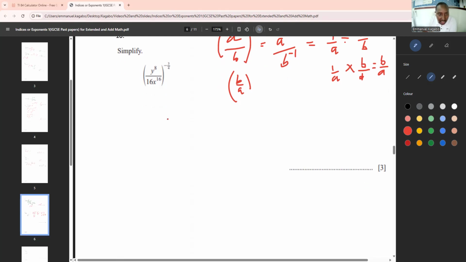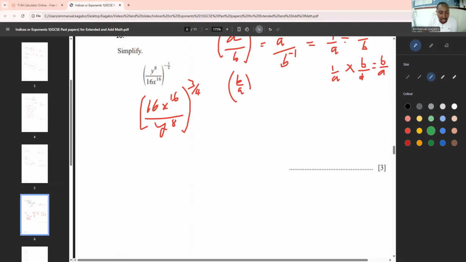Okay? So that's exactly the same thing I'm going to do. I'm going to reverse this. So it's going to be 16 x power 16 over y power 8, then all of this power 3 over 4. Did you see what I've done, guys? I've done the reciprocal of this and this, then changed the sign. Because power negative 1 is just doing the reciprocal of that. Okay, good.